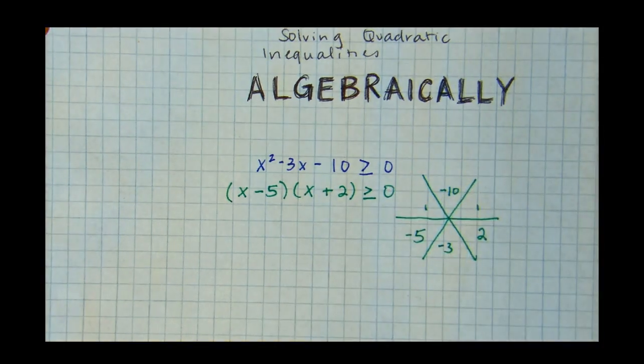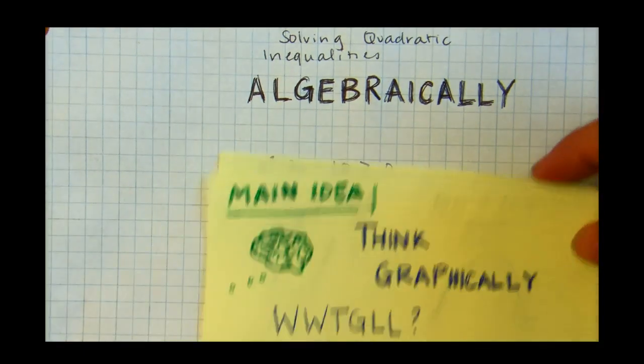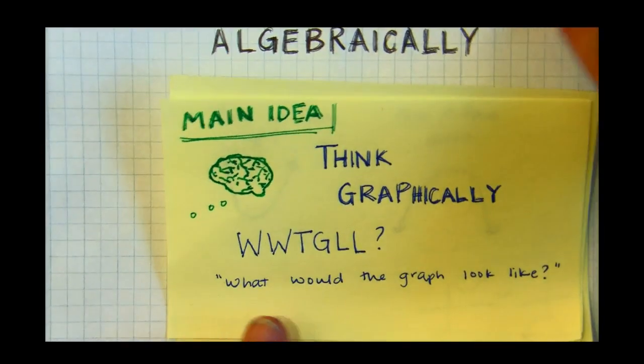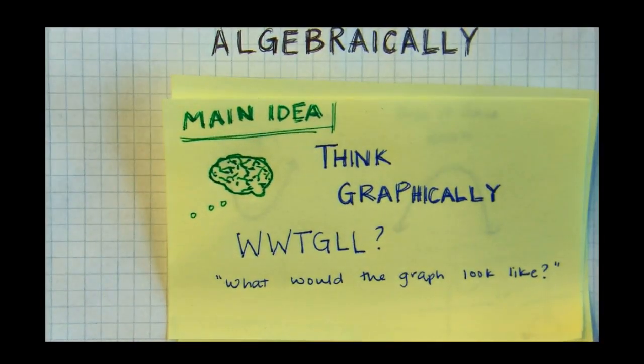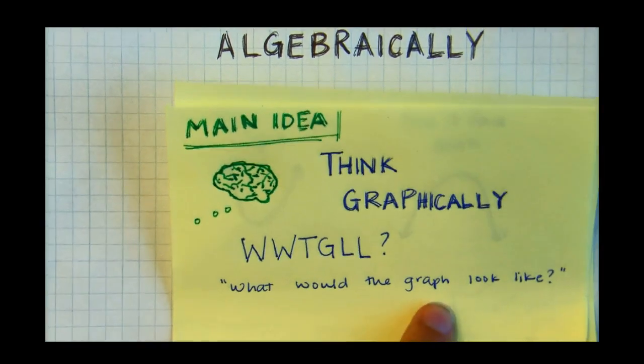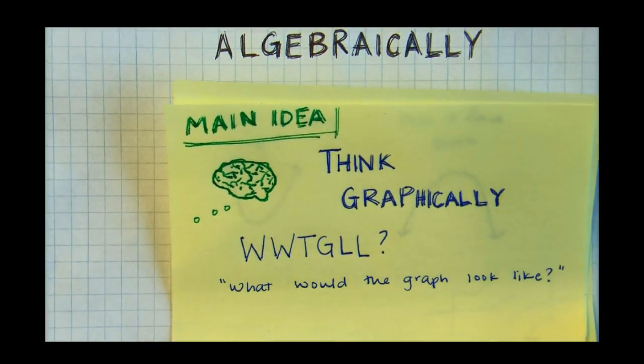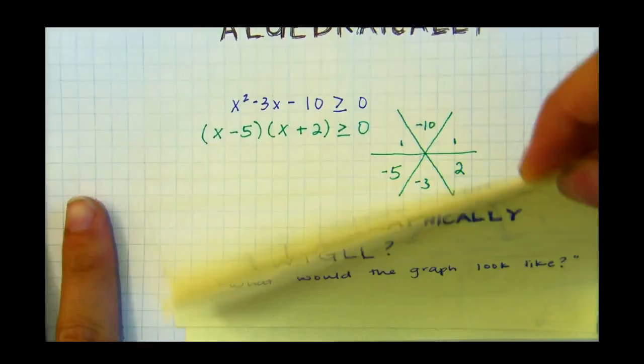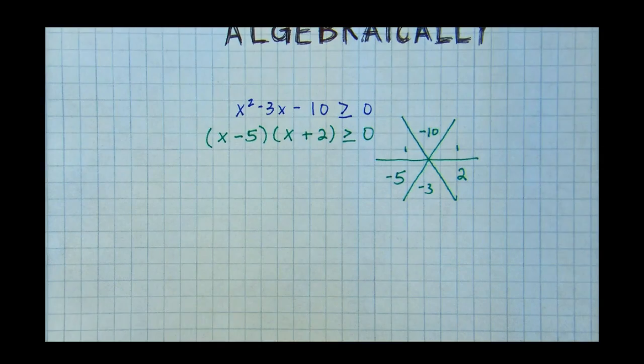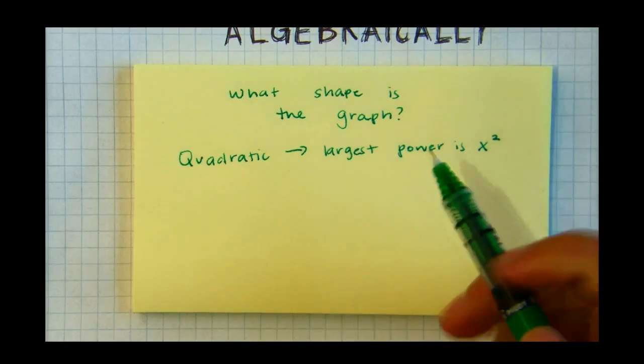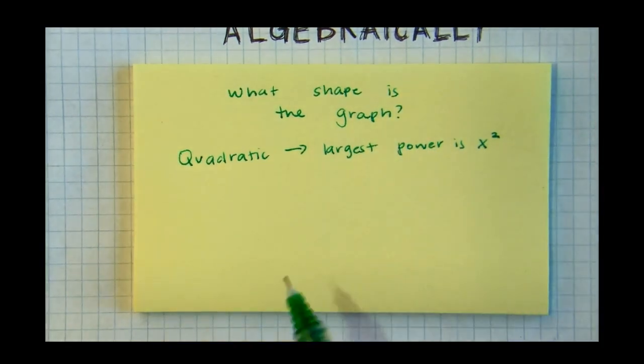So at this point, once I factor this out, if I had my graphing calculator in front of me, I would graph it. But if I'm solving this purely algebraically, without a graphing calculator, the main idea that I'm going to use is I'm going to think graphically. So I want to think, what would the graph of this function look like? There are a couple of questions that you're going to ask yourself. The first question is, what is the shape of this graph?